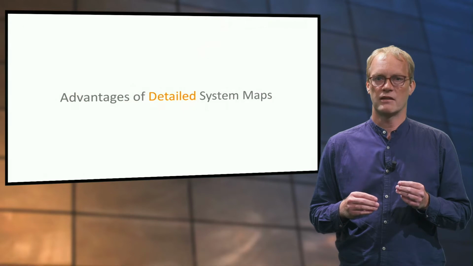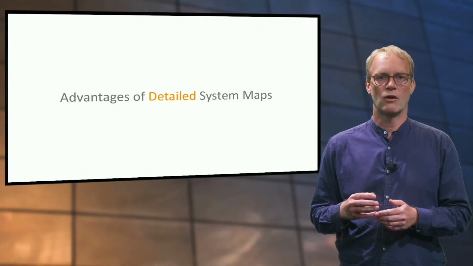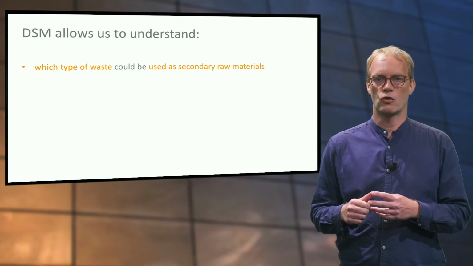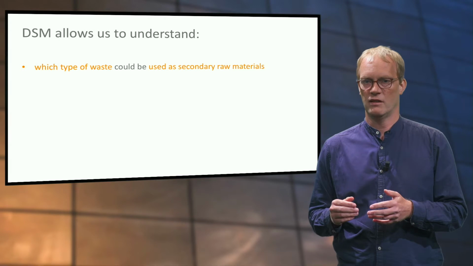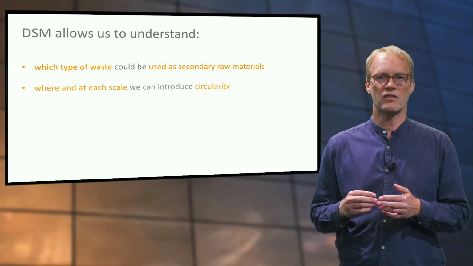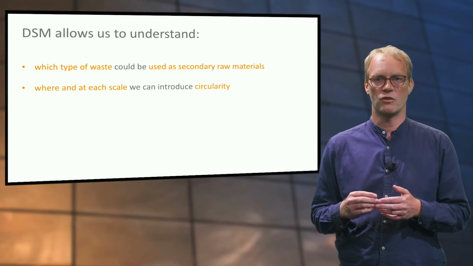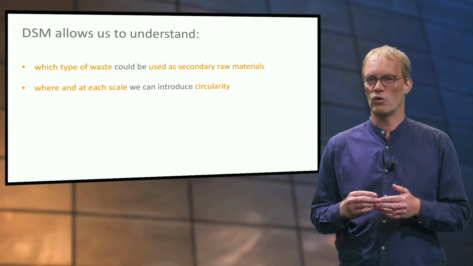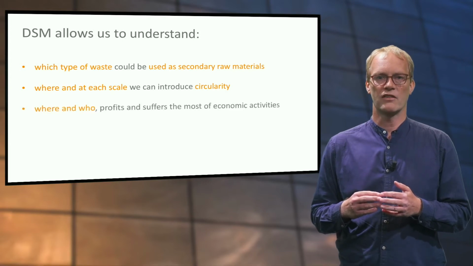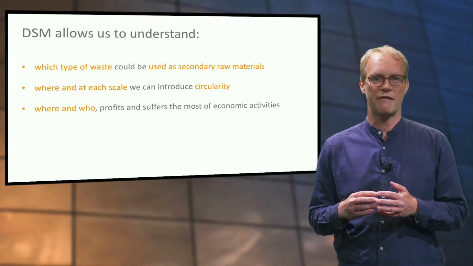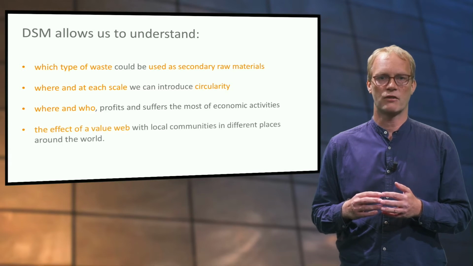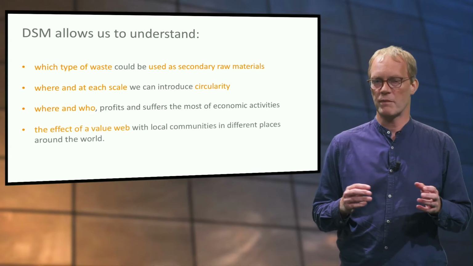This way of mapping the territorial metabolism allows us the following. It allows us to understand where which type of waste could be used as input for other activities, therefore makes it easier to use waste as secondary raw material. It allows us to understand where and at which scale we can introduce circularity so that it has the most environmental, social and economic benefits. It allows us also to understand where and who profits and suffers the most of economic activities. And finally, it allows us to relate the effects of a value web with local communities in different places around the world.